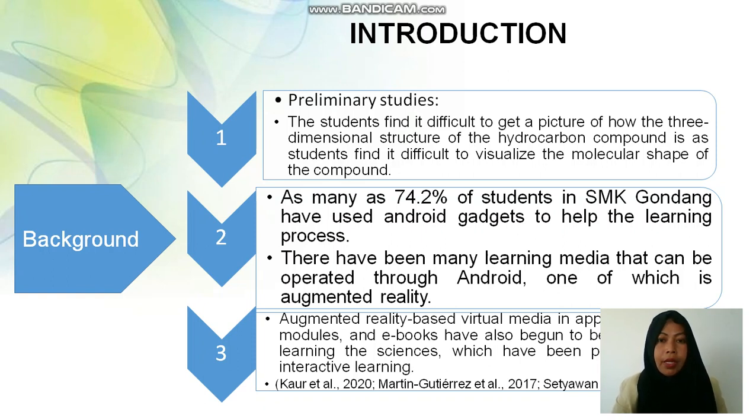And then, as many as 74.2% of students in SM Kanggundang have used Android gadgets to help the learning process, especially in chemistry learning. And then there have been many learning media that can be operated through Android, one of which is augmented reality. Augmented reality with virtual media in applications, books, modules, and ebooks have also begun to be widely used in learning science, which have been proven to create interactive learning.